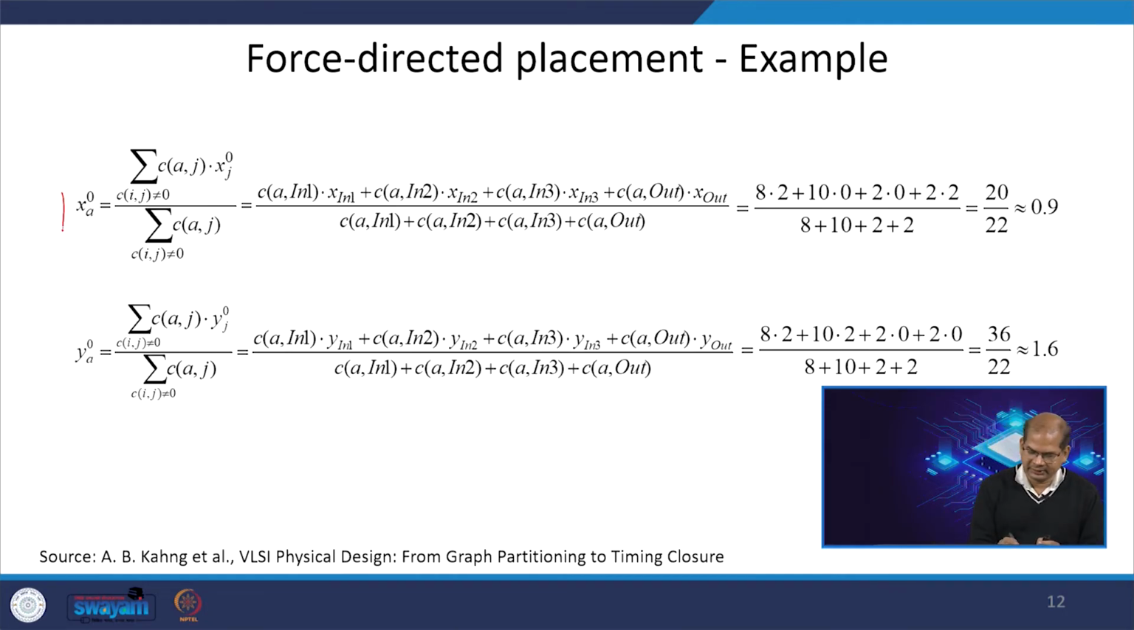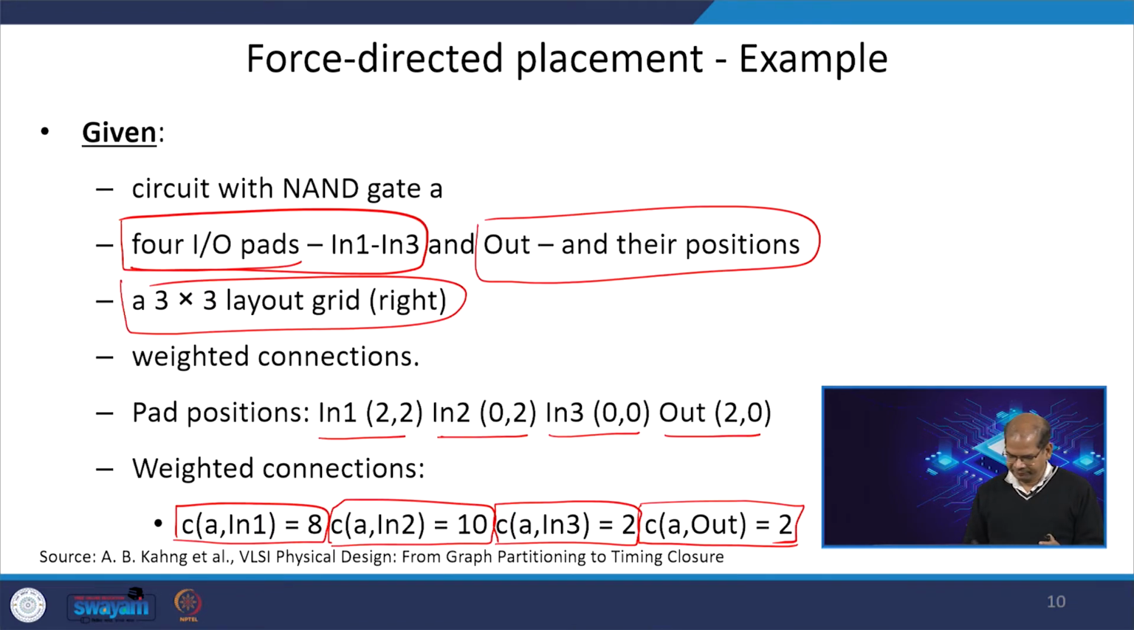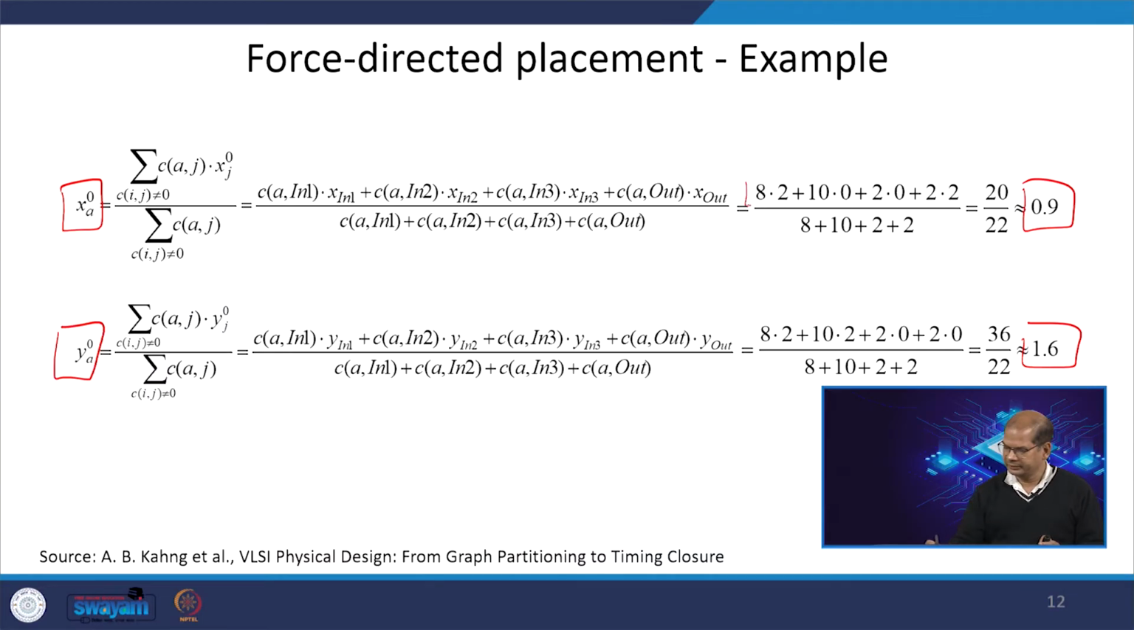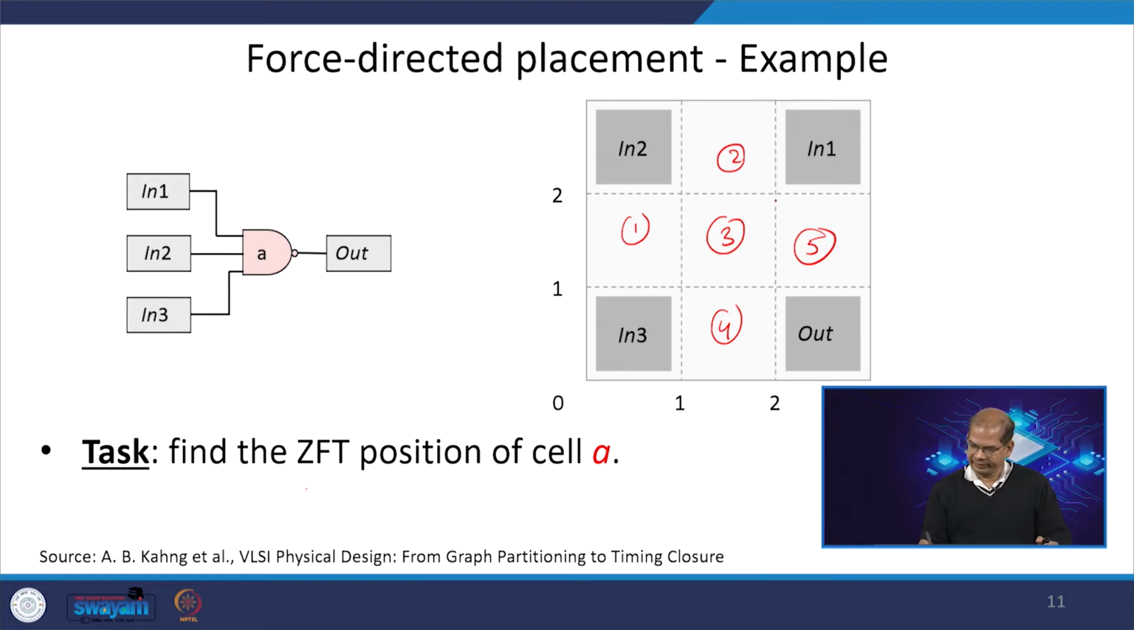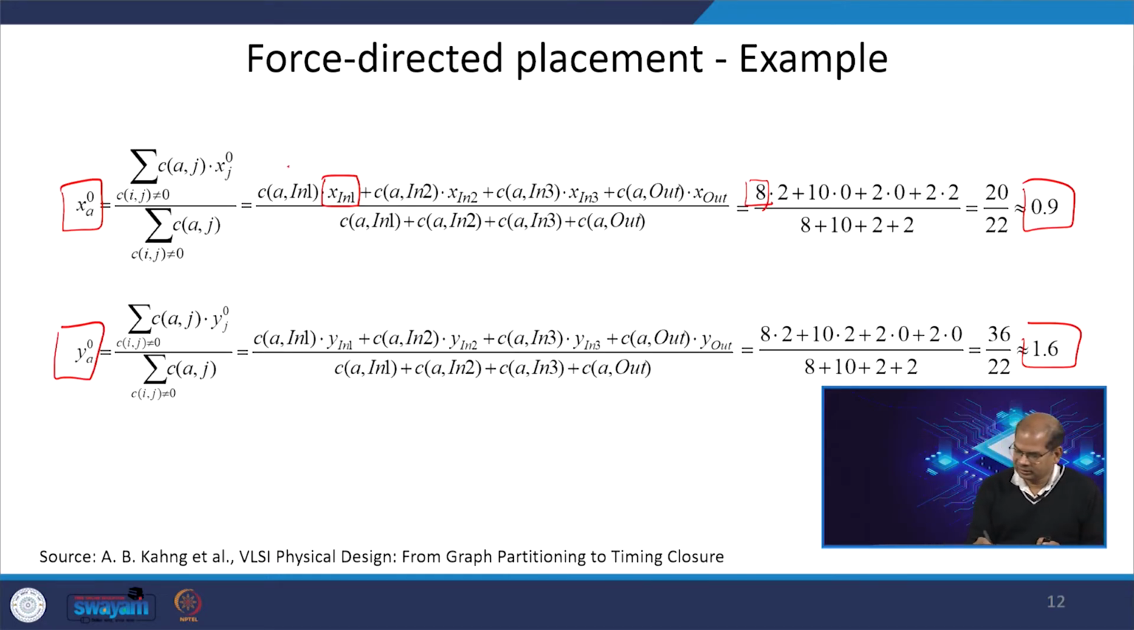I need to find x a of 0, y a of 0, and this value comes out to be 0.9 and 1.6. Here is how it is found out. I will explain one of them, then you can do the same thing repeatedly. Let us say C a comma 1 is 8, and the x coordinate of in 1 is basically 2. Here, if you can see, this is 2 comma 2, this coordinate. So 8 is the weight and 2 is the x coordinate.